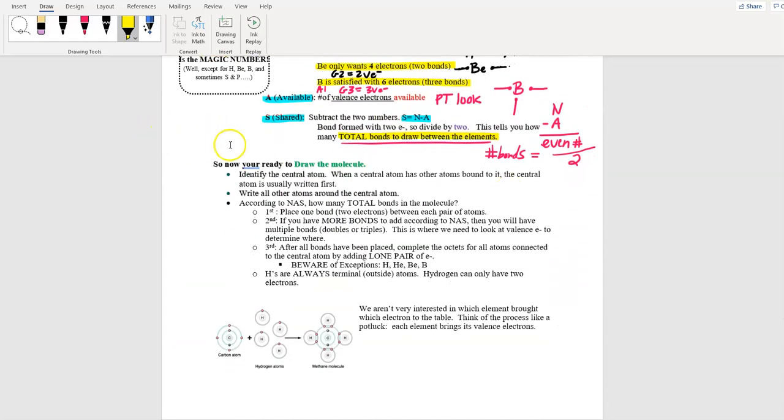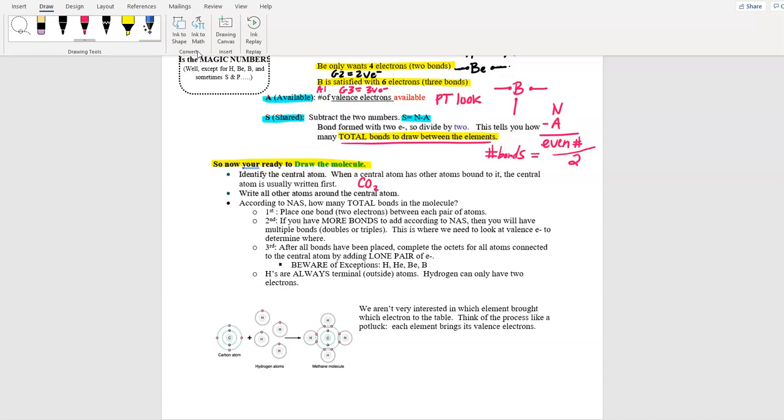So some key rules to this. When you're drawing, identify the central atom. Now, when a central atom has other bonds around it, the central atom is usually written first. For example, like CO2. The carbon is in the center.